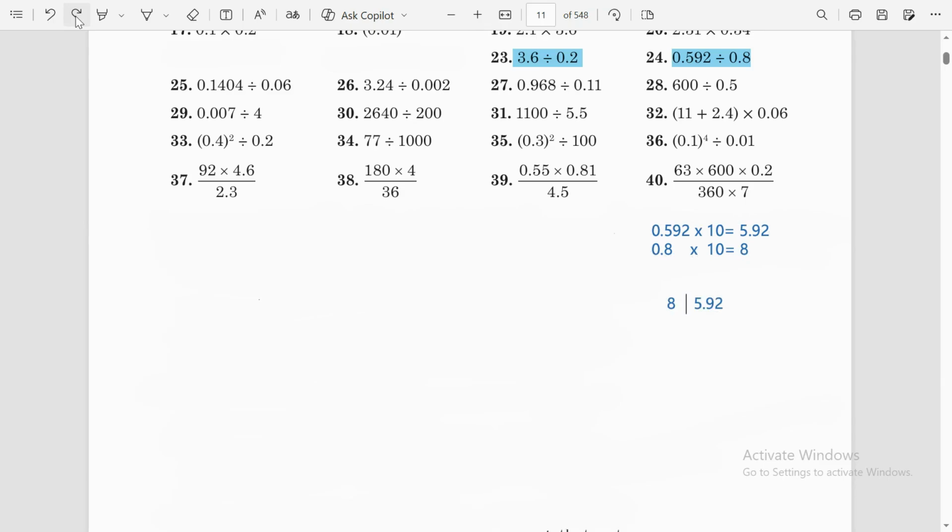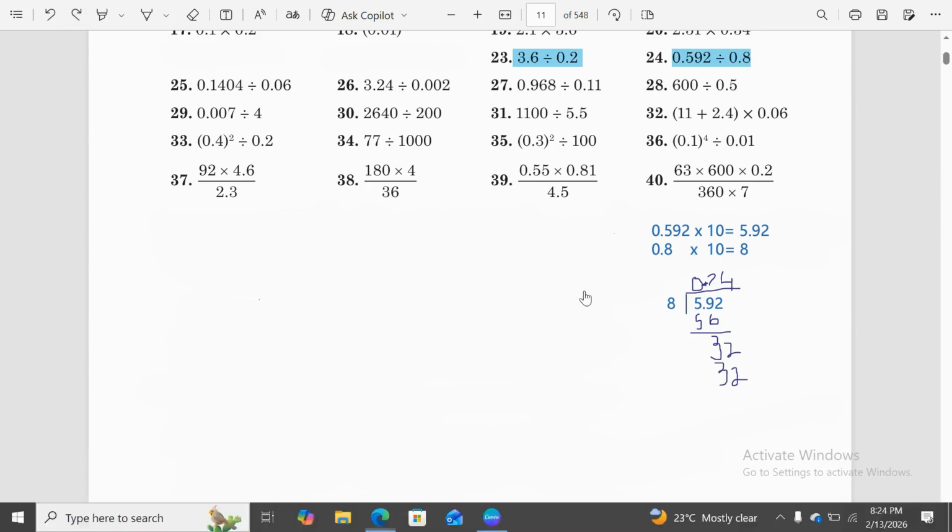Simple division, ignoring the decimal, but in this case, 5 is smaller than 8, so we have to put a 0 at the top, and then comes the decimal. So 8 times 7 are 56. We subtract it, and it's 32. 8 fours are 32, so the answer is 0.74.